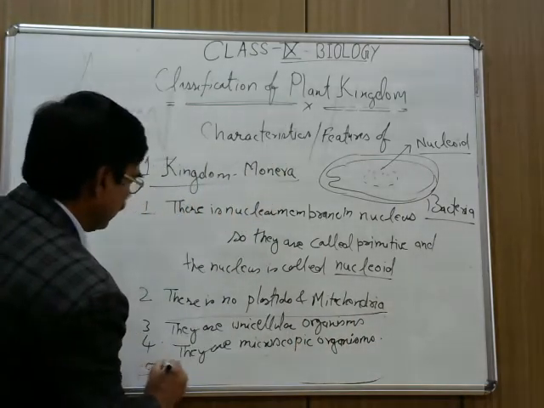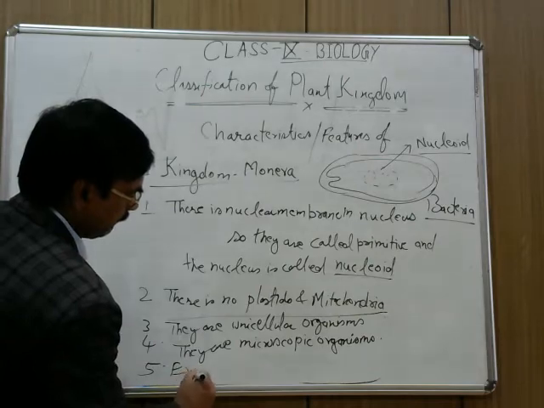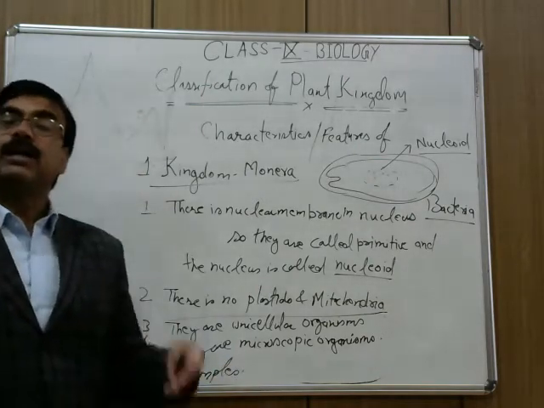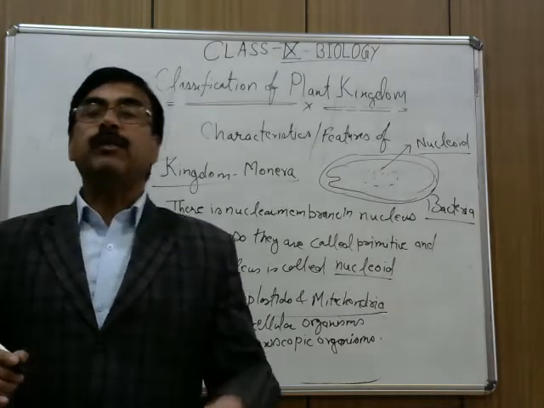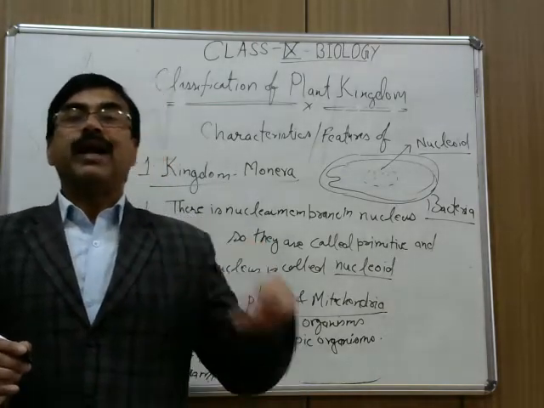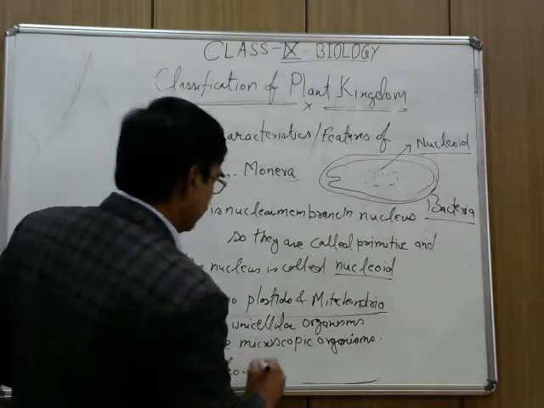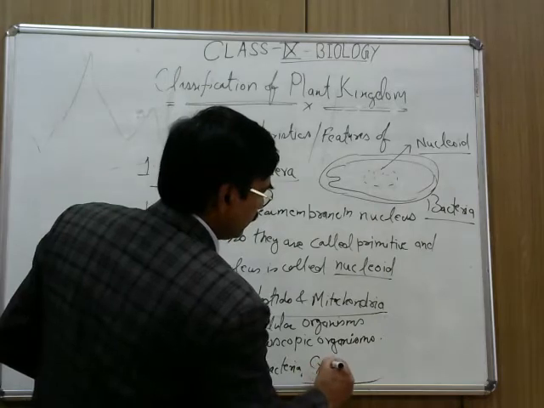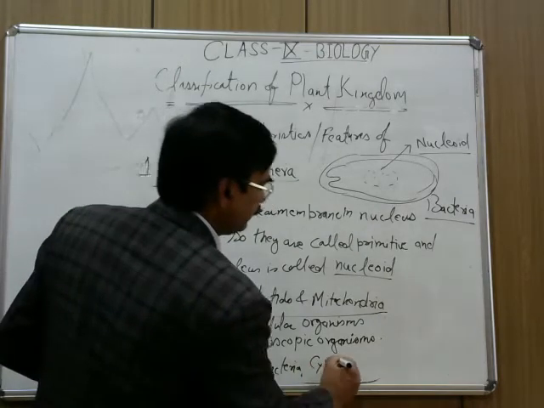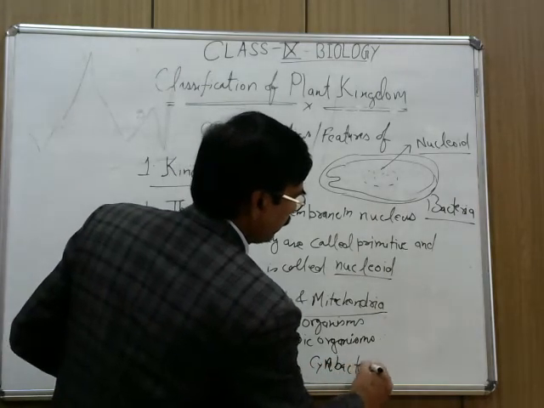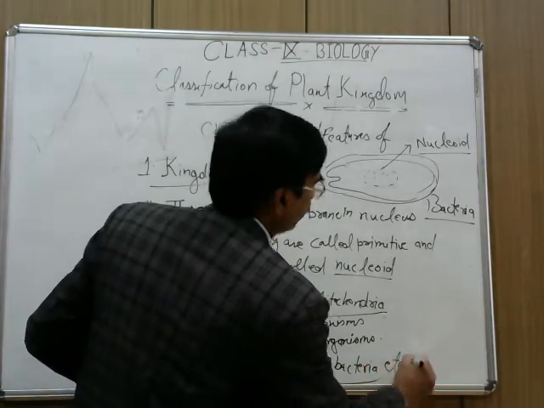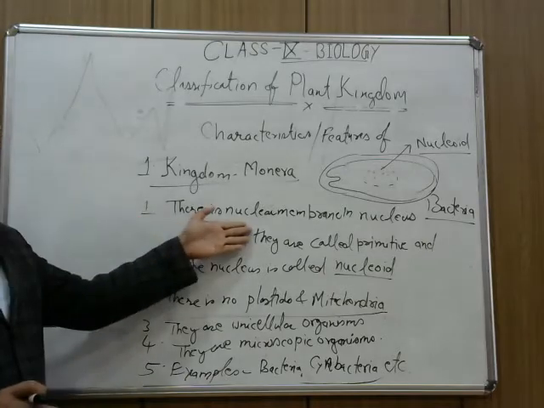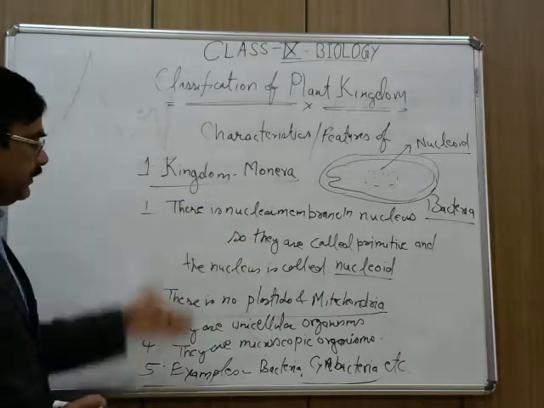And the 5th number, examples. You can write examples: bacteria, cyanobacteria, etc. So when you start, you have to write the characteristics and features of these kingdoms.